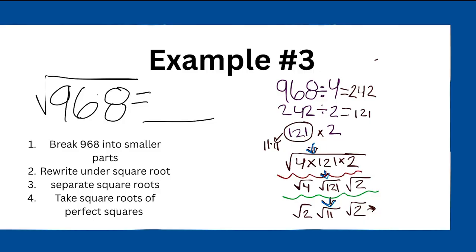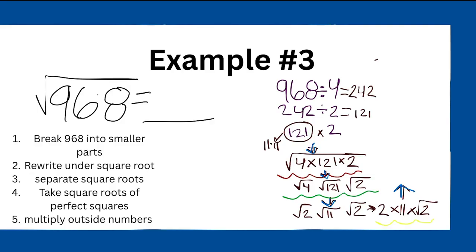Now I'm going to take square roots of perfect squares. So that means I'm simplifying these again into perfect squares. So the square root of 4 would be 2. The square root of 121 would be 11. And the square root of 2 would just be the square root of 2. When I do this, I get 2 times 11 times square root of 2. We're going to leave that square root of 2 alone. So now when I do 2 times 11, I get 22. And I have the square root of 2. So essentially, that would be my answer.